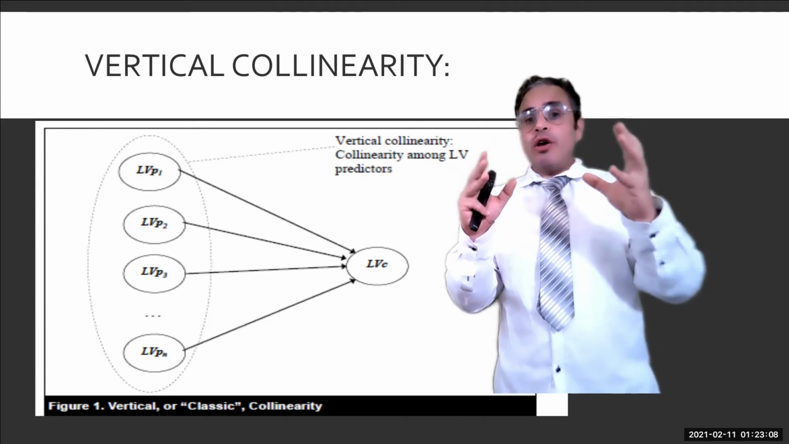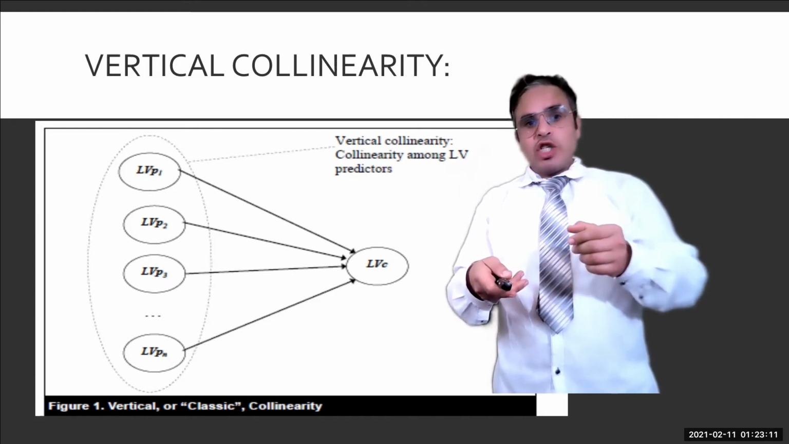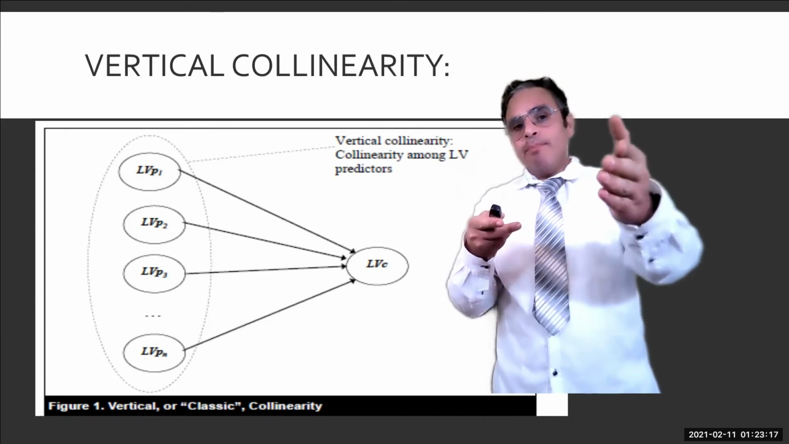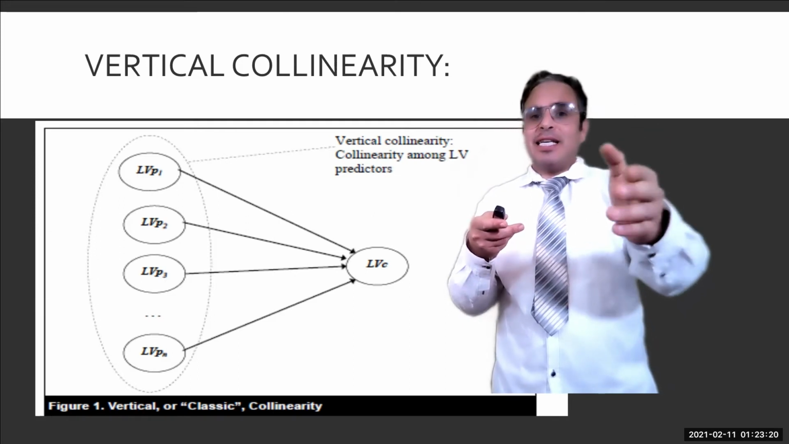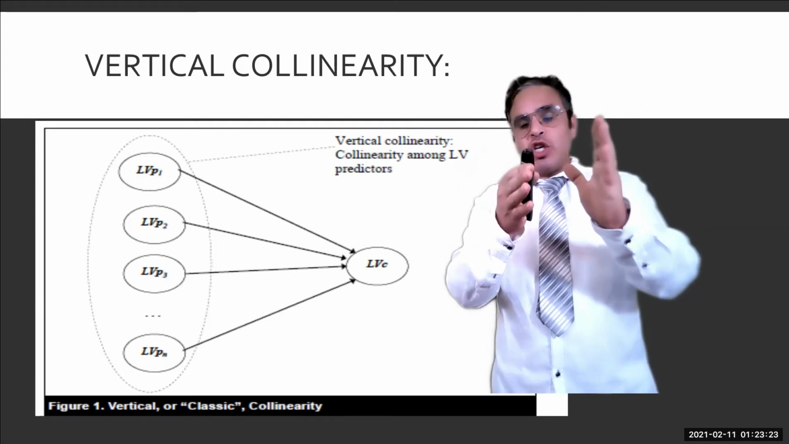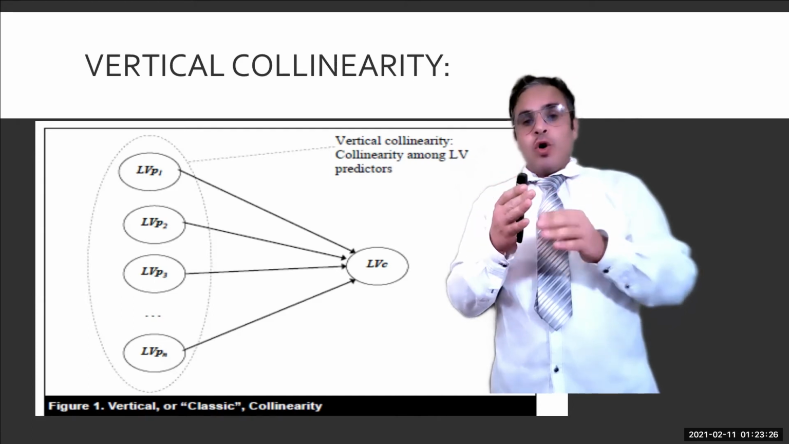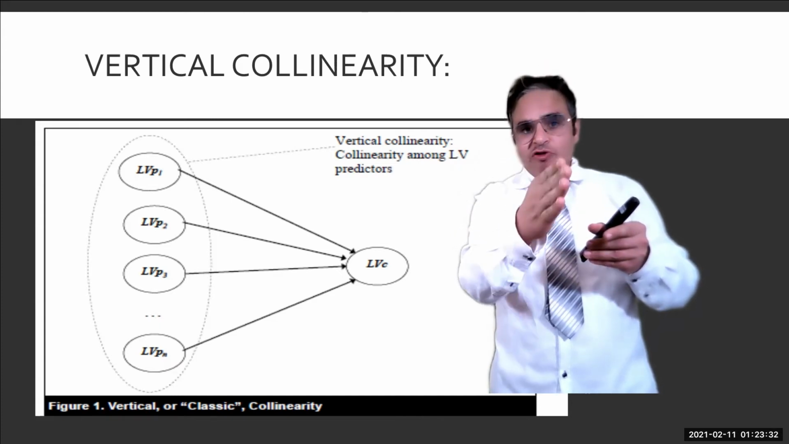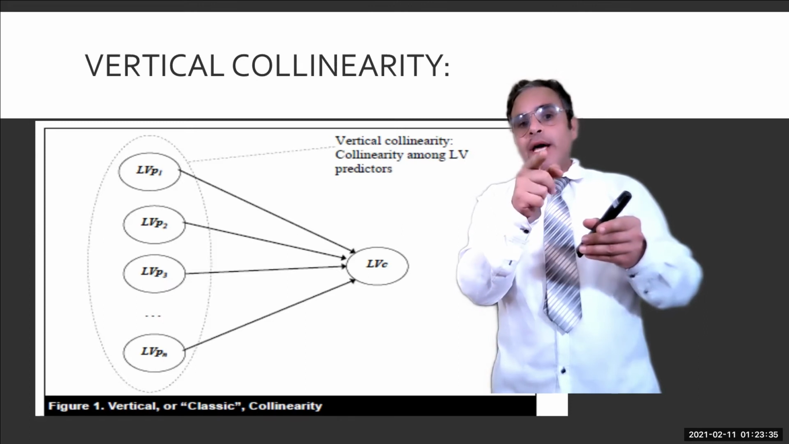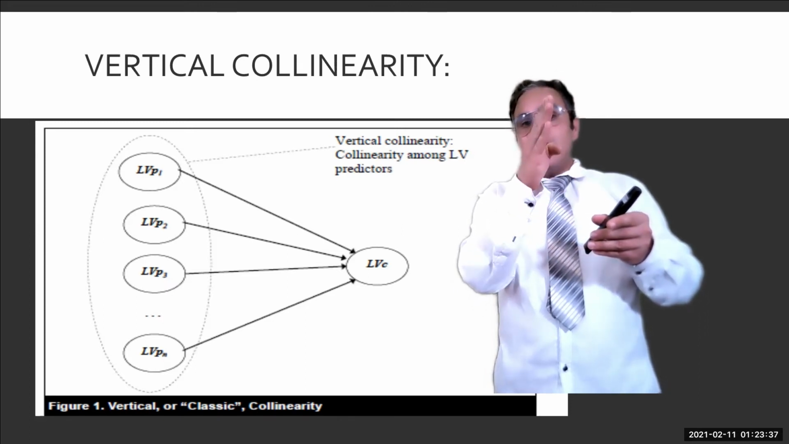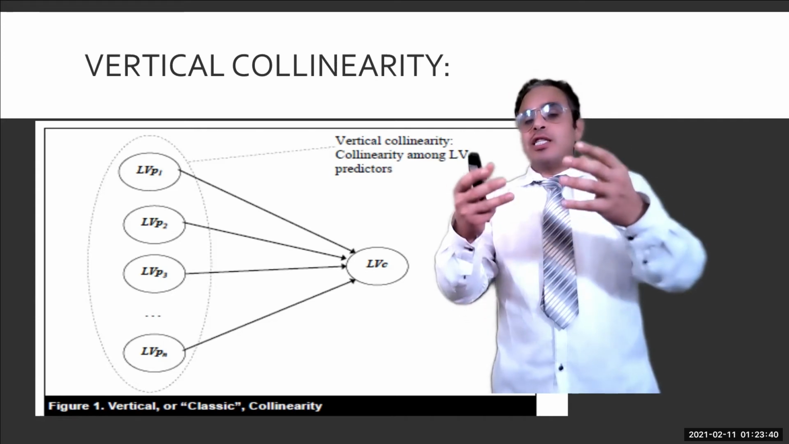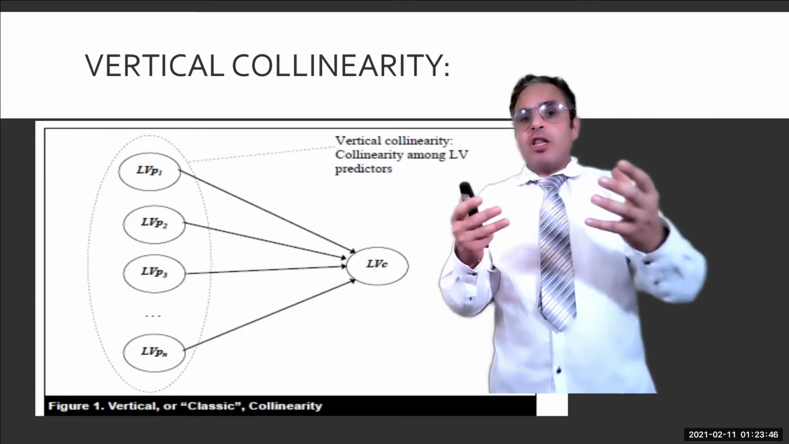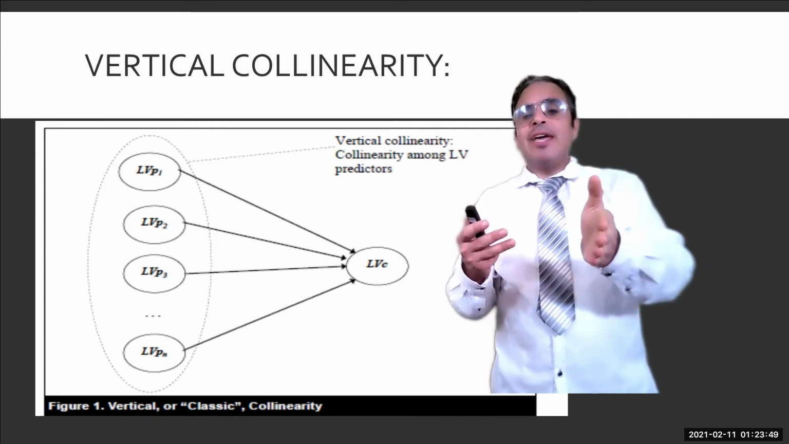And once we look for vertical collinearity, here we check, for instance, the relationship between LVP1, P2, P3, and P8, etc., as you notice in this circle in front of you. Okay, so we go vertically. We check between those indicators or those constructs vertically and see how each of those may be measuring, for instance, the same attribute or not. So vertical collinearity is collinearity among the LV predictors.